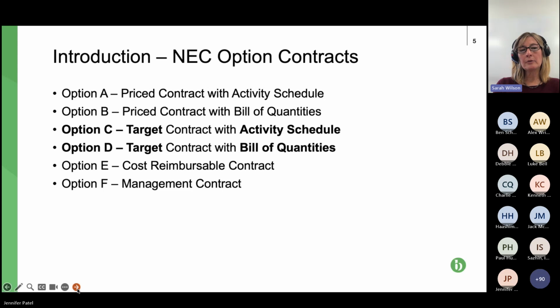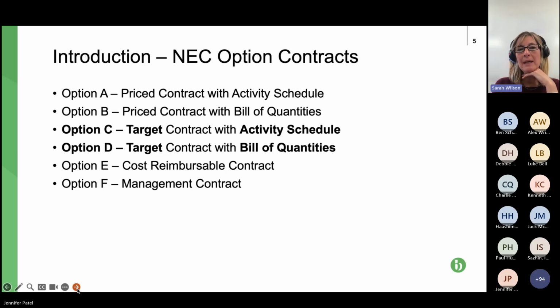So if we exclude option F, because that's a management contract, we've got options A to E. And A and E are sort of opposite ends of the spectrum. So option A is your fixed price contract with an activity schedule. The activity schedule is important for today. And E is cost reimbursable contract. So basically, option A is a fixed price contract. Option E is you paid for the work that you carry out as you go along, subject to certain checks and balances. So you don't just get paid whatever you want to be paid, for example.